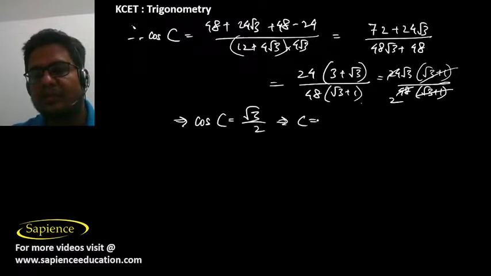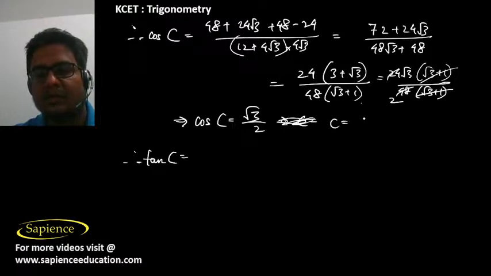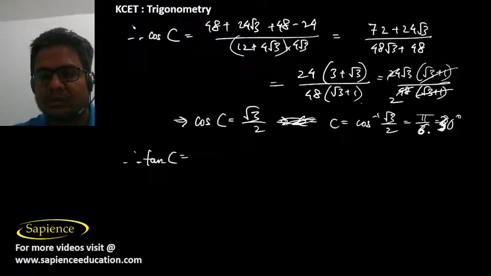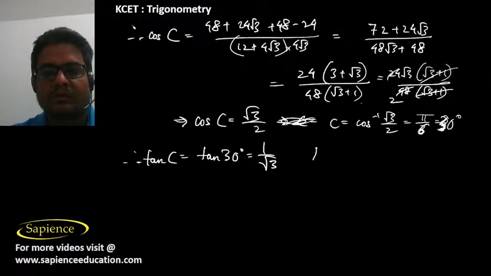So cos C is root 3 by 2. Now therefore we have to find tan C. So C is equal to cos inverse root 3 by 2, which is equal to pi by 3, which is 60 degree. No, sorry, this is pi by 6, which is 30 degree. Cos 30 is root 3 by 2, and cos 60 is half. So tan C is equal to tan 30 degree, which is equal to 1 by root 3. So option B is the correct answer.